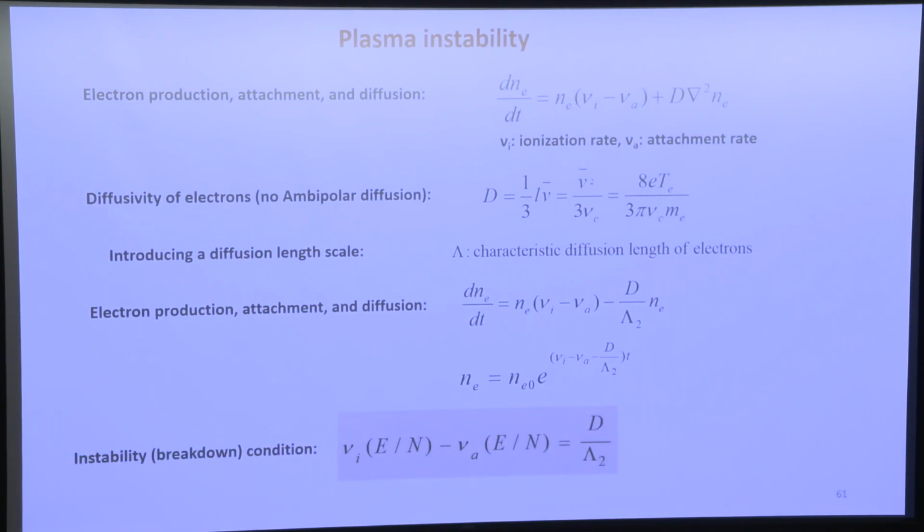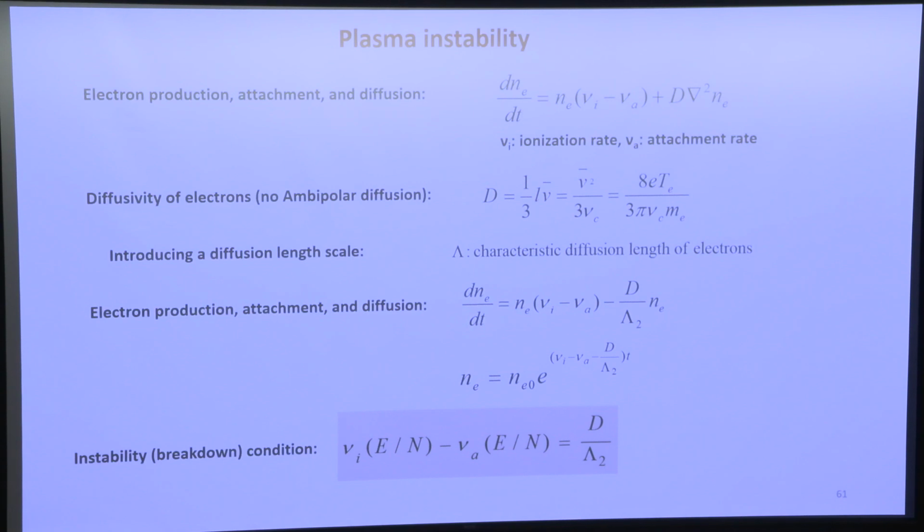Then you can write that the number density of electrons is proportional to the initial number density times an exponential function. If this exponent is positive, that means the instability will grow. If it is negative, the instability will not develop. So this is the instability theory in all plasma physics books, right?